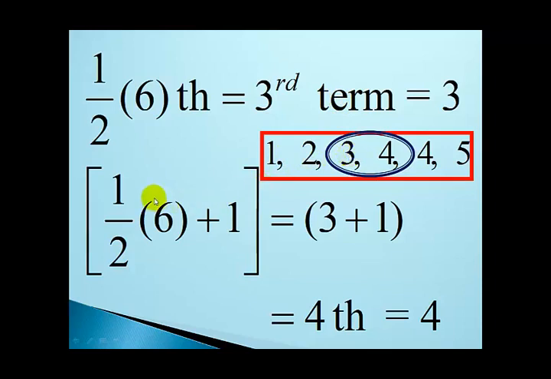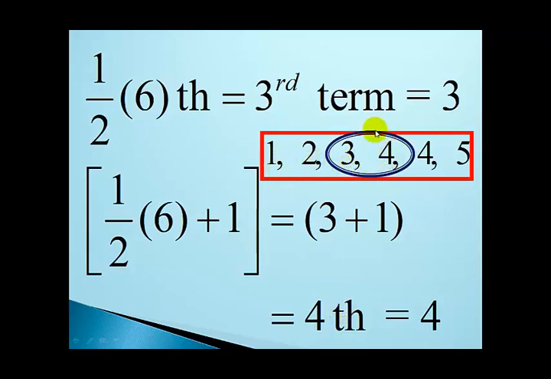Now, half n plus 1. Half of n, that is half of 6, because n gives us 6. So half of 6 is giving us 3. And we have 3 plus 1. So 3 plus 1 is giving us 4. That is the fourth item. Now let's count: 1, 2, 3, 4. The fourth item is 4.